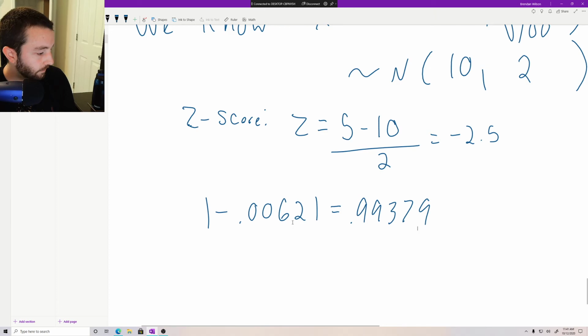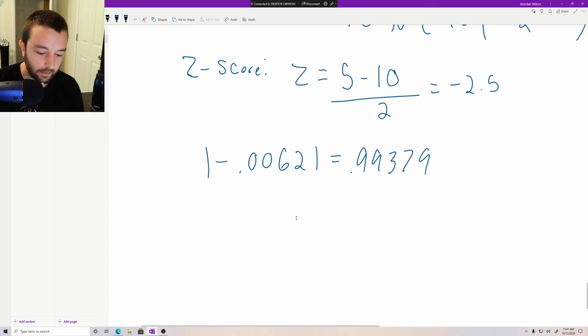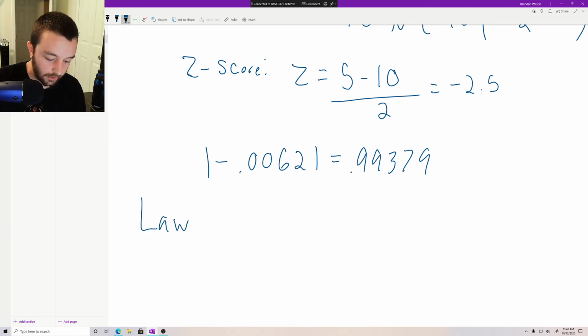All right, so the last thing I want to mention here is that it does talk about the law of large numbers, which is something similar. The law of large numbers says that if you take samples of larger and larger size from any population, then the mean x bar of the sample tends to get closer and closer to mu. Okay. So, law of large numbers.